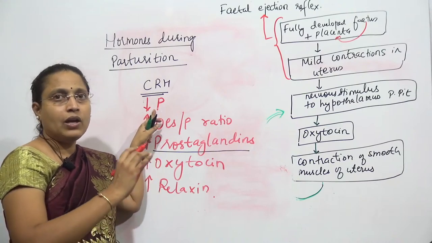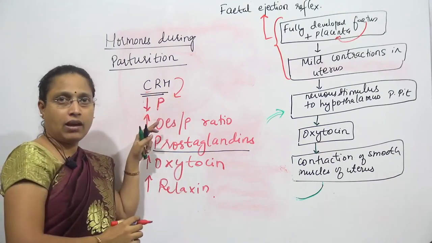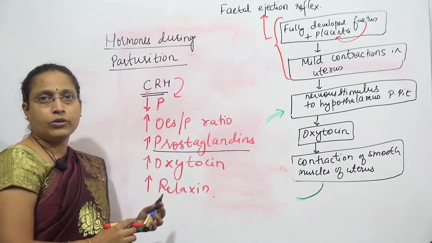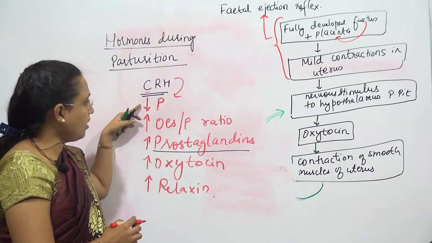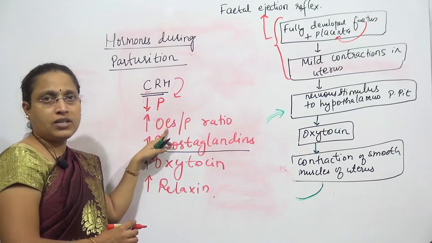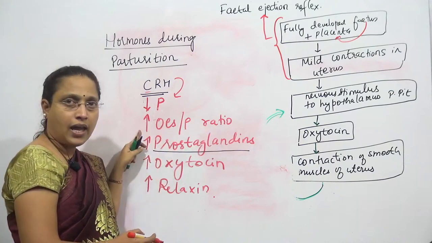What has a suppressive effect is ultimately the effect of CRH. CRH will stimulate the pituitary to the adrenal cortex and the cortical structure. So now it will have a suppressive effect, so there is low progesterone. And when progesterone is low, estrogen relatively becomes more. So the estrogen to progesterone ratio becomes high.